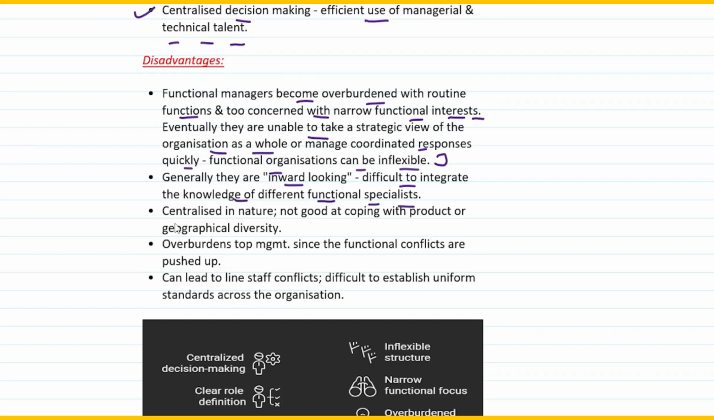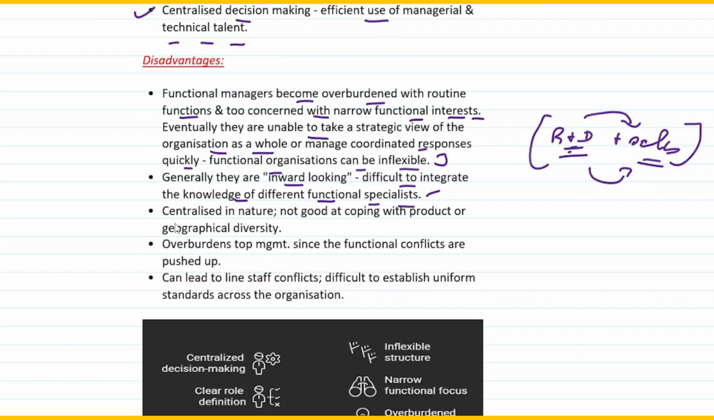They are not outward looking. So they don't concentrate on the organization as a whole. When I say inward looking, it means that it is difficult to integrate. Integrate means to collate or bring everything together, the knowledge of different functional specialists. So I cannot merge the talent of R&D and sales together. Why? Because sales is doing their own work, R&D is doing their own work. If the organization has to grow as a whole, they both should be able to share their knowledge and help for the betterment of the organization, which is a bit lacking as far as the functional structure is concerned.